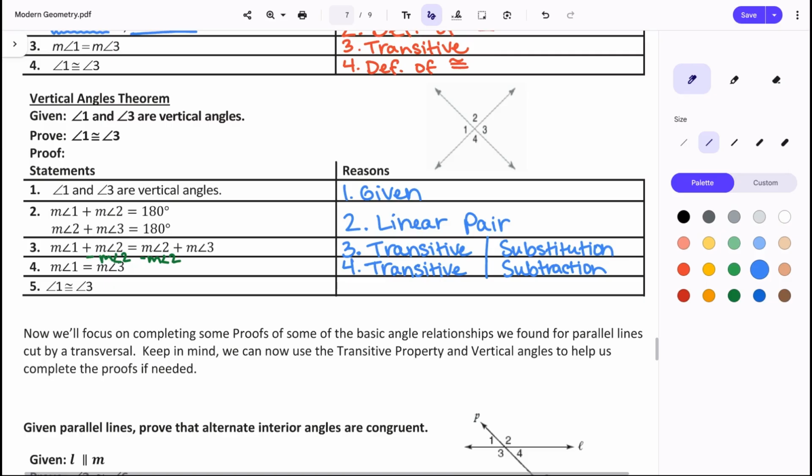And then what happened from 4 to 5? What's the only thing that changed? The congruent sign popped up. They got rid of the M's. What did we say that reason is? Definition of congruency.